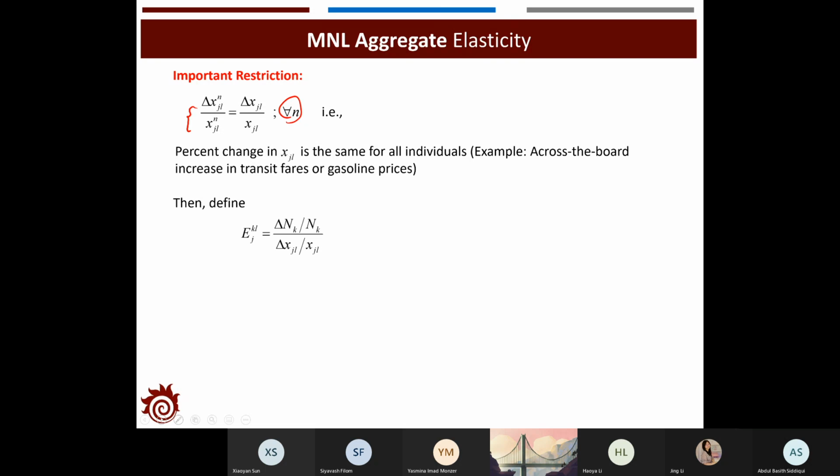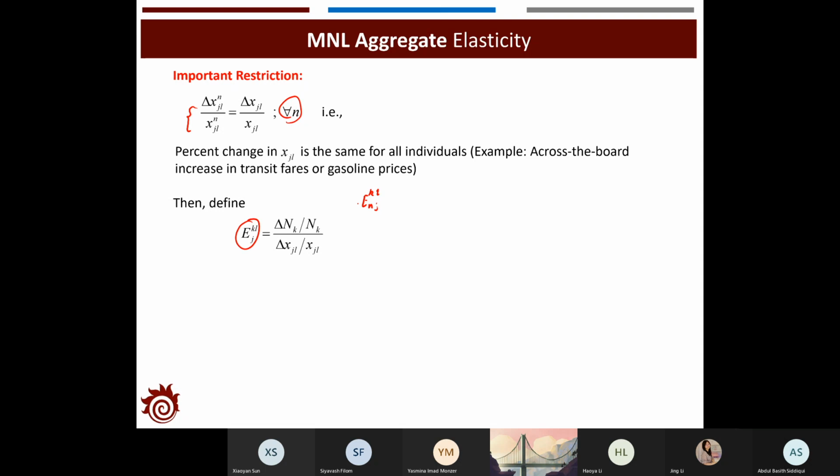And then we can define the aggregate elasticity. So the only difference between the aggregate and the individual elasticity: for the individual, we have E^{X_{jl}}_{P_{nk}}. So that's what we get for the individual.